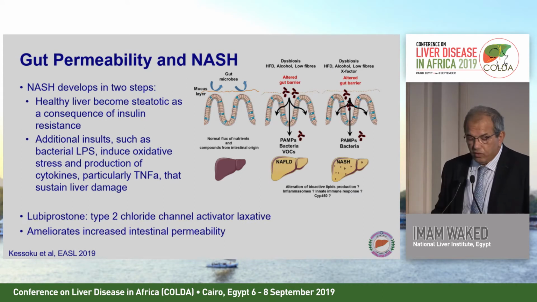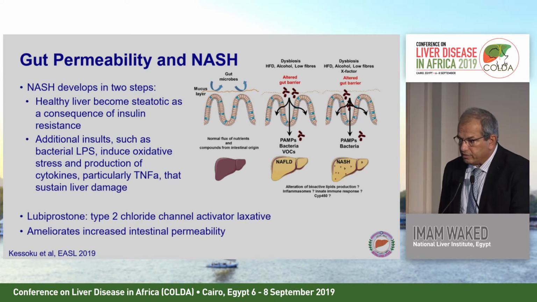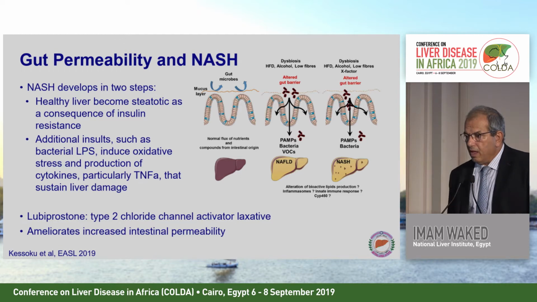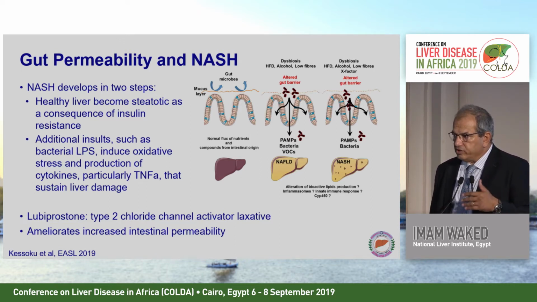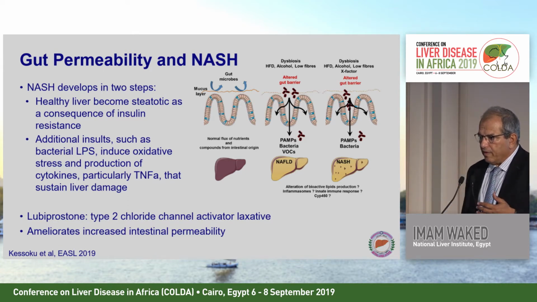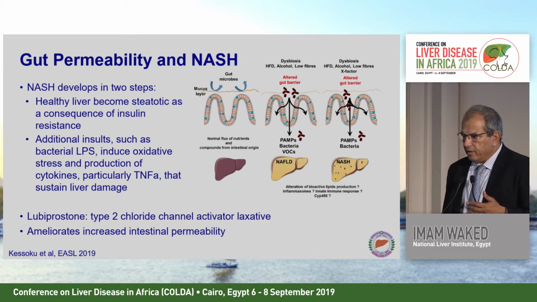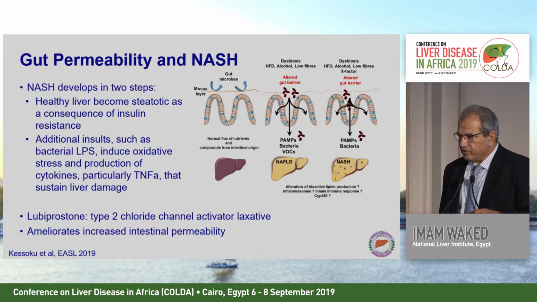The last thing I'm going to show about available drugs that can be used off-label. Gut permeability is important in the development of NASH. The NASH develops in 2 steps. First, the healthy liver becomes steatotic as a consequence of insulin resistance and the metabolic syndrome. And then additional insults come from the gut. There's bacterial lipopolysaccharides, they induce oxidative stress, and so on.